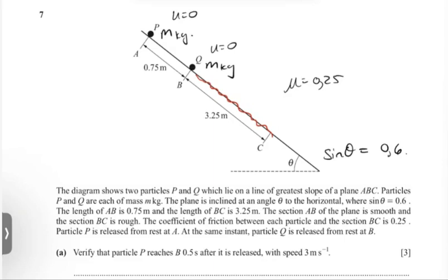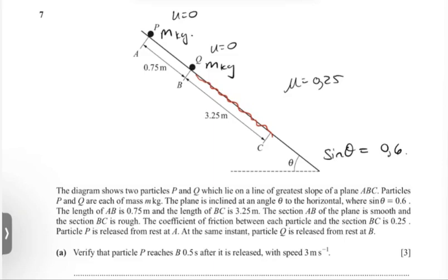Verify that the particle P... wait, let's just think about this. Particle Q is going to be going down a rough section of the slope, and particle P is going to be going down a smooth section of the slope. They have the same mass on the same hill, so that's what's going to be causing the difference as to why these particles move differently. The one is moving on a rough slope, while the other one is moving on the smooth slope.